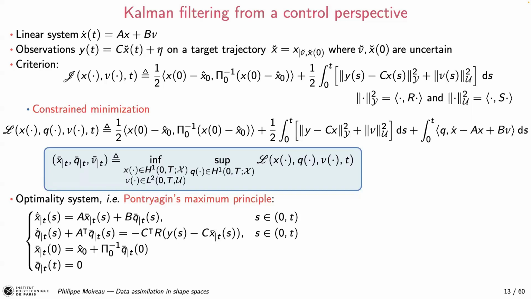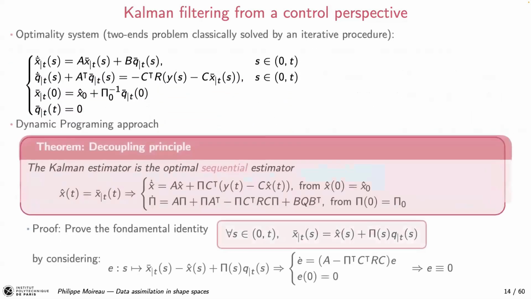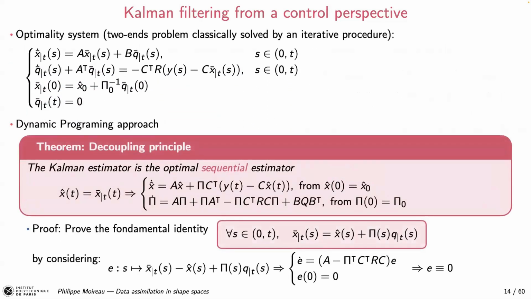As this is too difficult from a numerical point of view, what people do typically is to solve that iteratively, by iterating between this and this. So you relax the problem a bit and you iterate until convergence. That's what most people do, and that works pretty well, and it's called variational data assimilation, and it's nice. The idea is to find an iterative way to solve this two-end problem by the succession of two Cauchy problems, this one forward and this one backward.